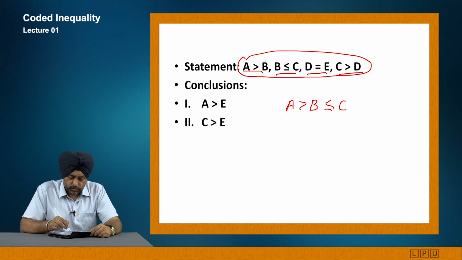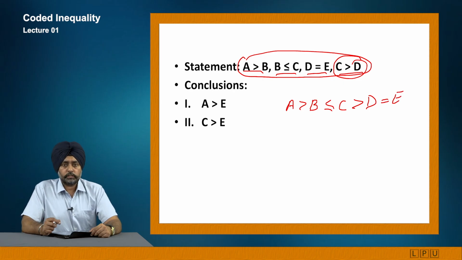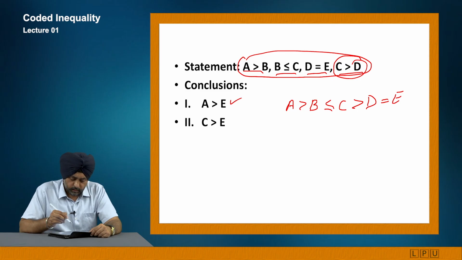Then you know the relationship between C and D is this: C is greater than D. We will write D here. And then D is equal to E. We will write here. So first step is try to form a single equation of all the equations given to solve the questions. Now, first conclusion, A is greater than E.